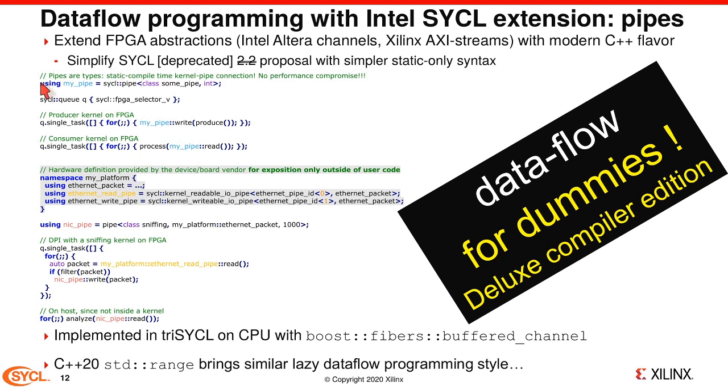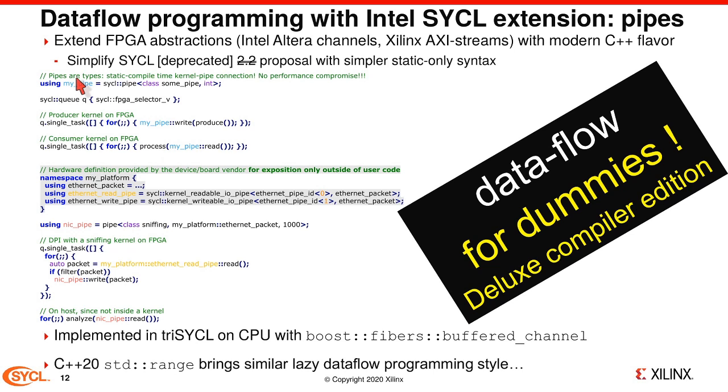So the idea is to introduce a new data type that will represent some communication channels. The pipe here will be a pipe of integers plus some name to identify the pipe. And then to use it, for example, from the FPGA, you create a queue for your FPGA, and you launch a single task on the FPGA. Here it's forever. You will write on your pipe something produced by some produce function, and you will create another task that will read data from the pipe to process them on the FPGA.